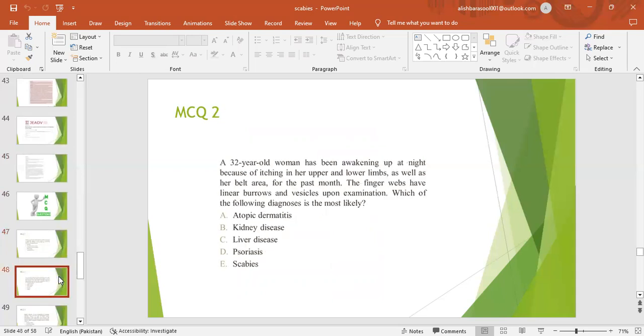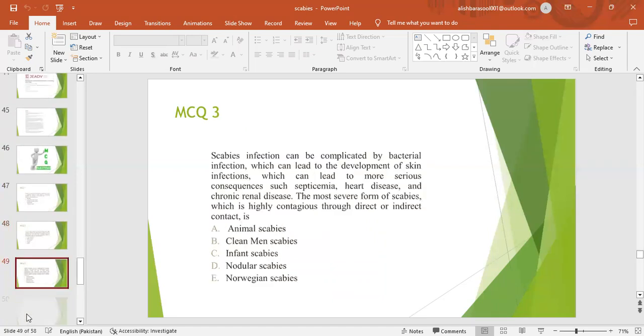A 32-year-old woman has been waking up at night because of itching in her upper and lower limbs, as well as her belt area, for the past month. The finger webs have linear burrows and vesicles upon examination. Which of the following diagnoses is most likely? A. Atopic dermatitis. B. Kidney disease. C. Liver disease. D. Psoriasis. E. Scabies. E is the right answer.